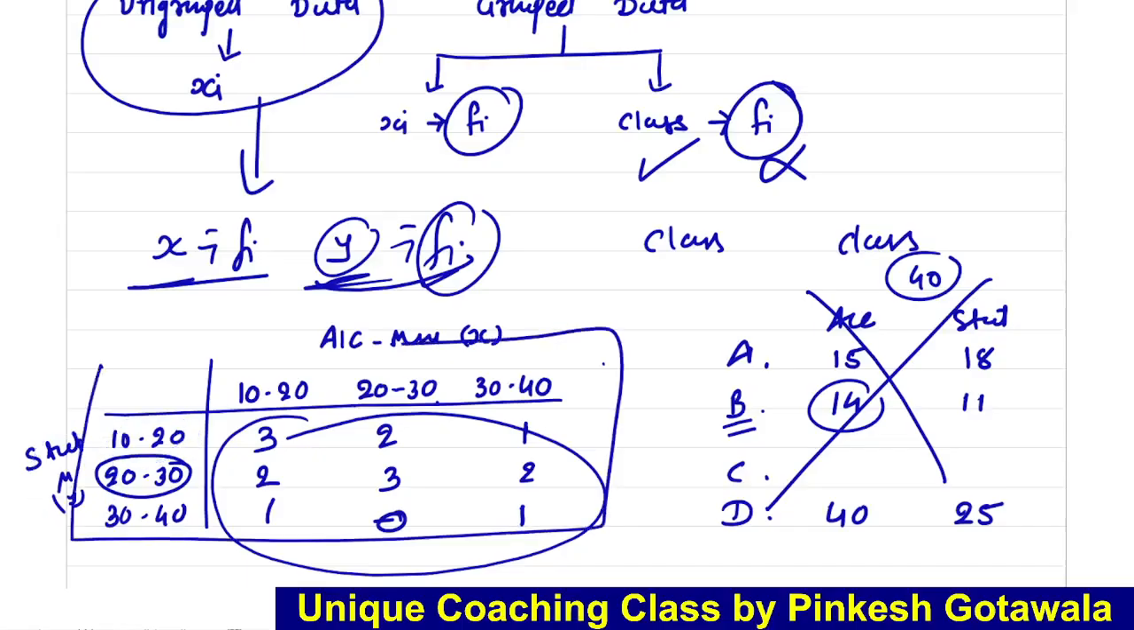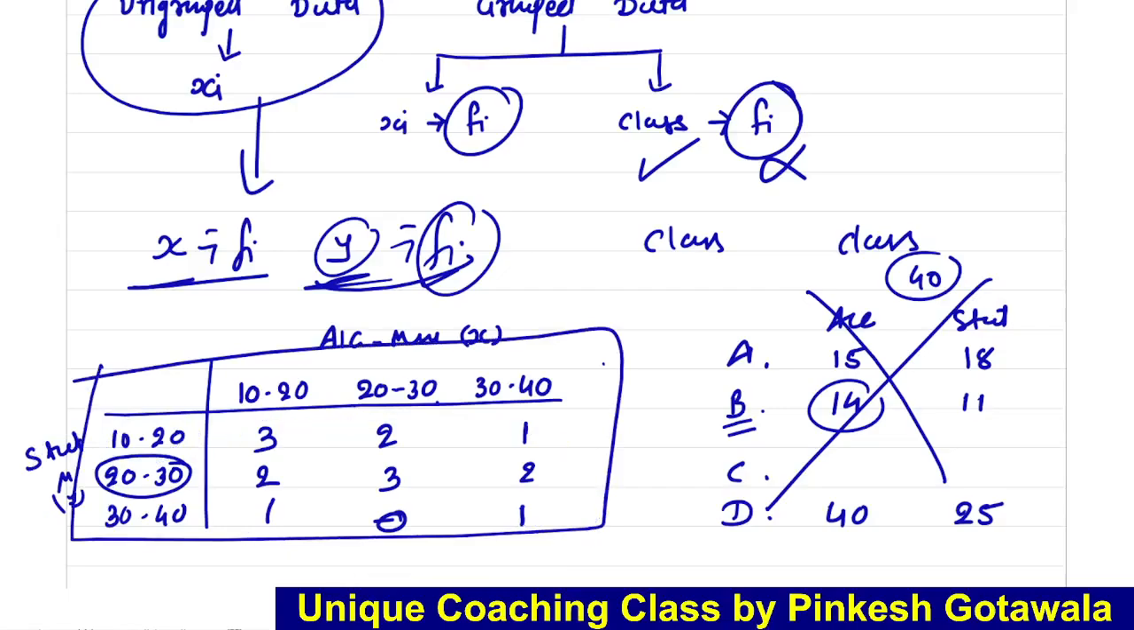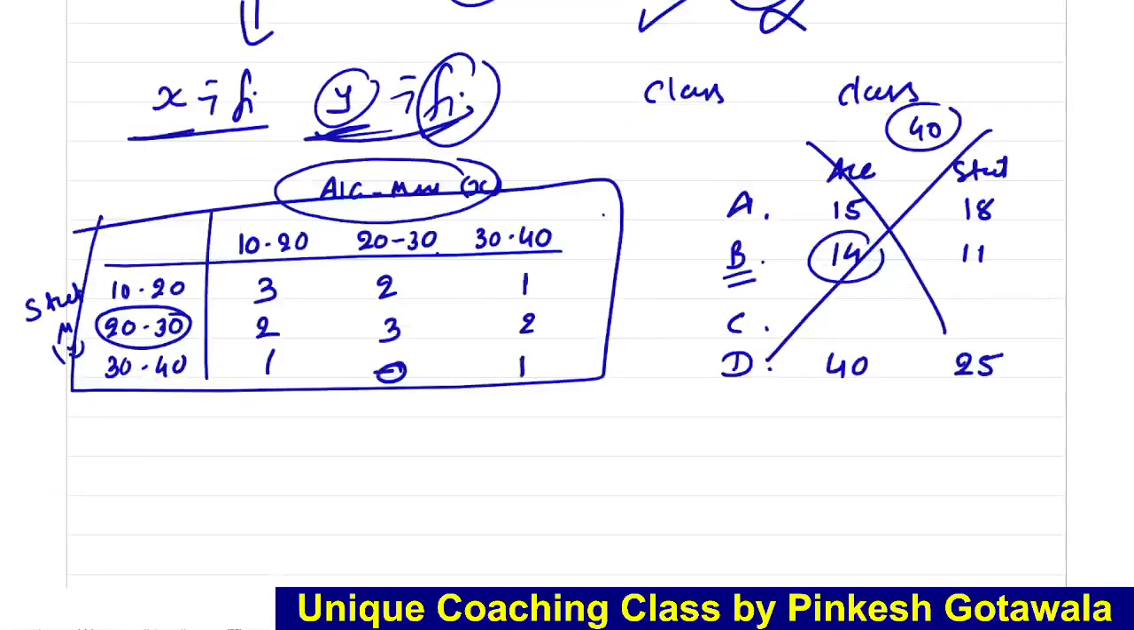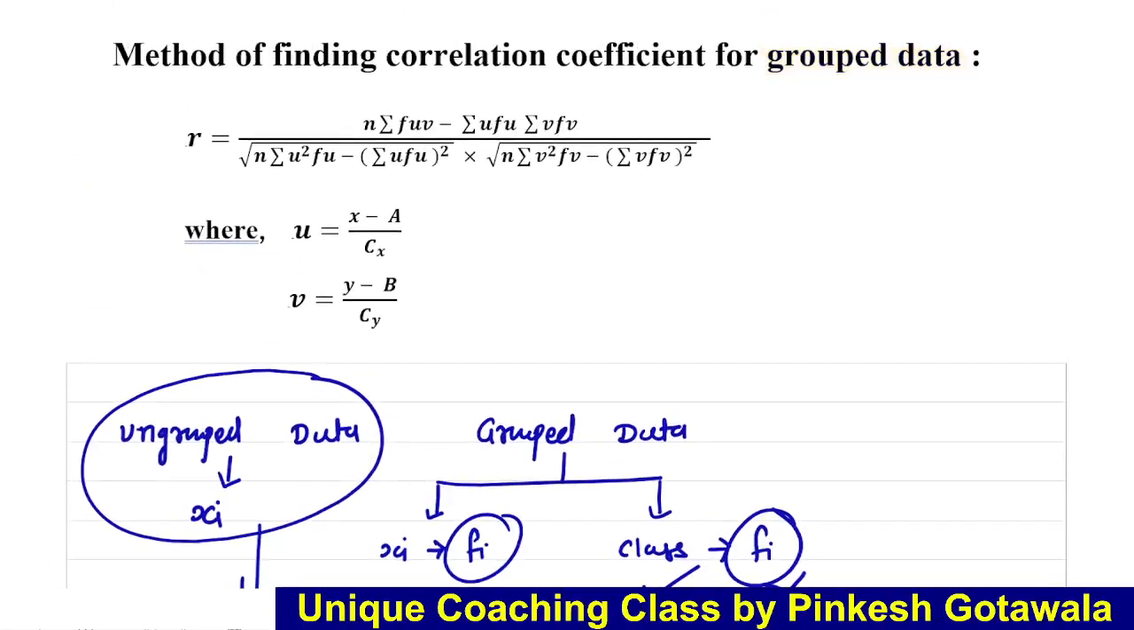This type of question they give, this type of table would be given, and you have to find out the correlation between x and y, accounts and state marks. Clear? So we have to solve this type of sum now. Okay, now come to the formula. Which formula should we apply? Remember, still we are going to learn the Karl Pearson method.